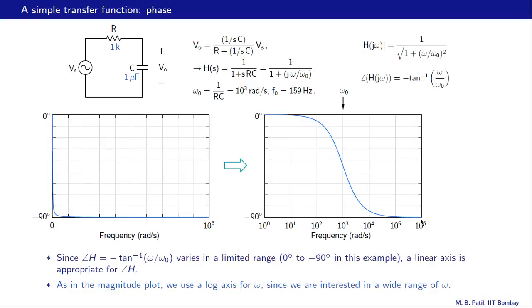So from this angle versus log omega plot, we can get a lot of information. To summarize, since angle h varies in a limited range, in this case from 0 degrees to minus 90 degrees, a linear axis is appropriate for the angle. And as in the magnitude plot, we use a log axis for omega since we are interested in a wide range of omega. In this case, from 10 raised to 0 to 10 raised to 6.